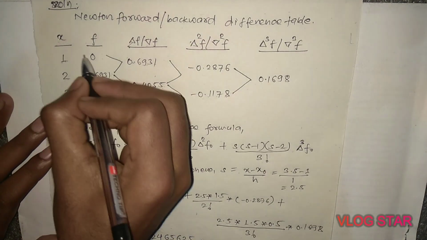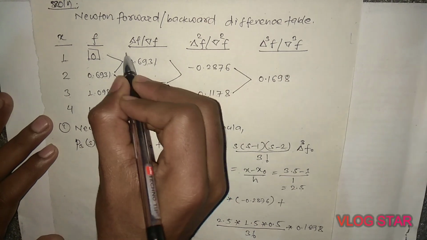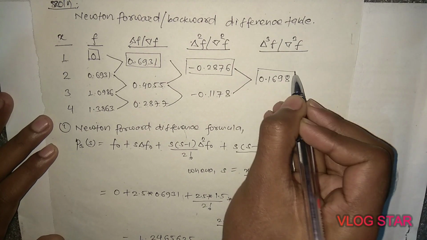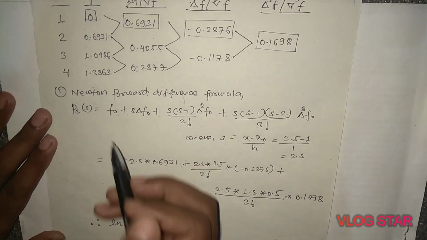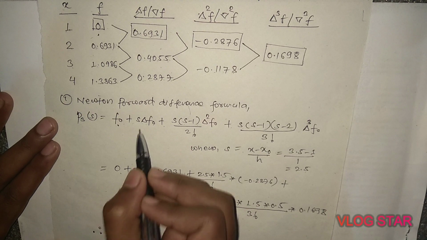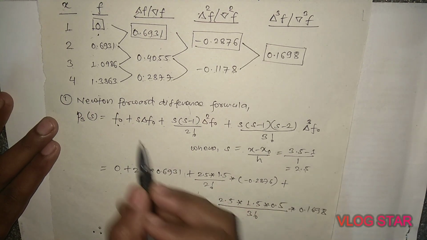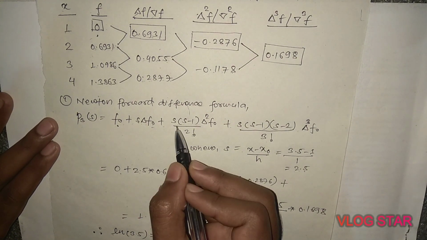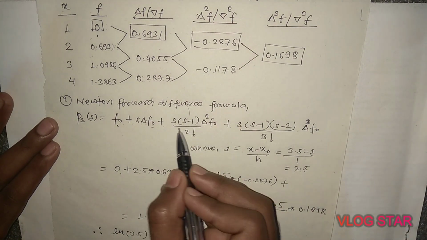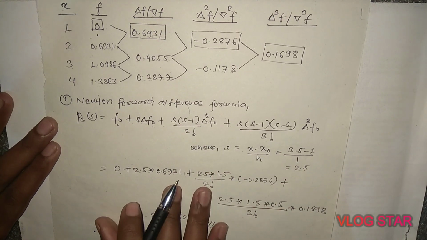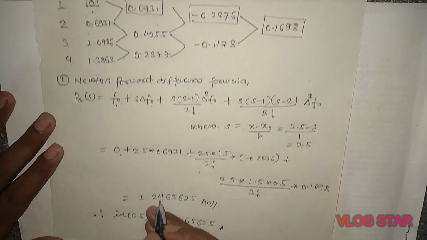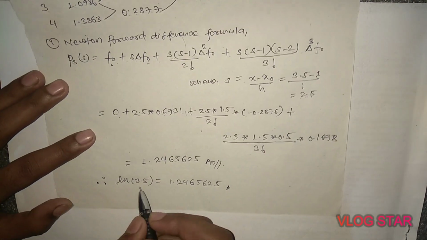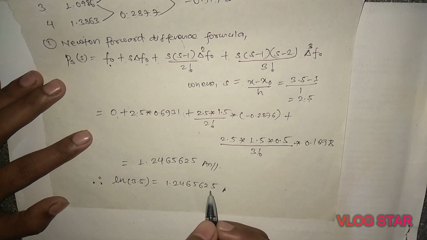And now here this is f naught, and this represents del f naught, and this represents del square f naught, and finally this is del cube f naught. So in place of f naught we have 0, in place of s we have calculated 2.5, and del f naught we have 0.6931. So 2.5 into 0.6931 plus s, we have 2.5. Similarly we'll put all these values and calculate. So after calculating we get 1.2465625. So finally we have the value of log 3.5 equal to 1.2465625.